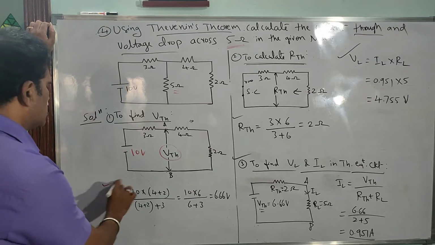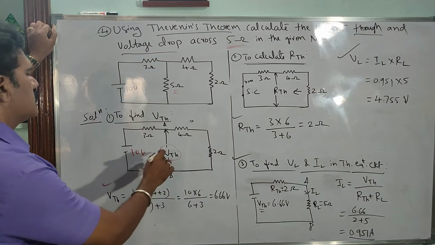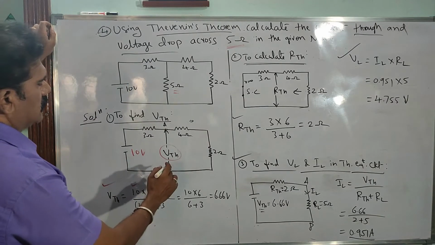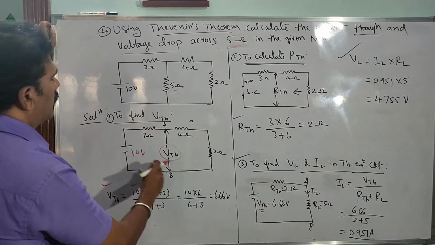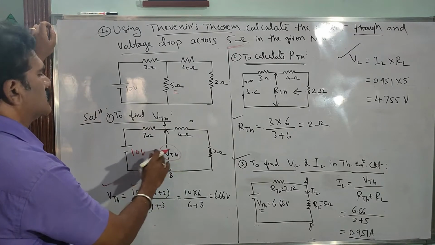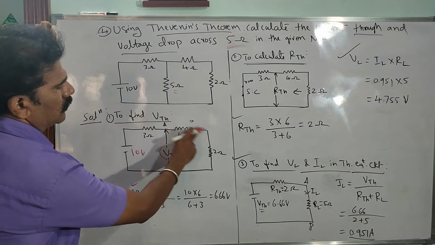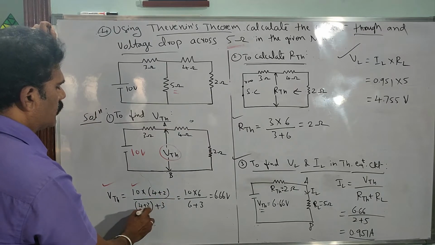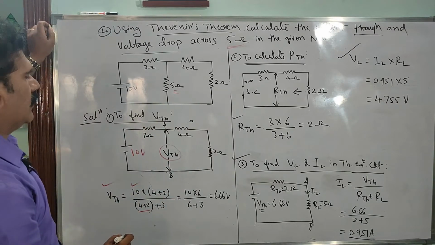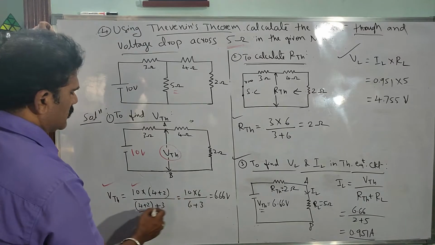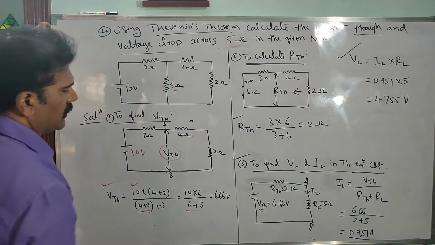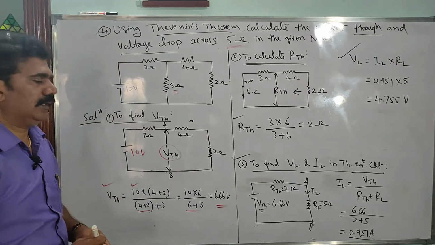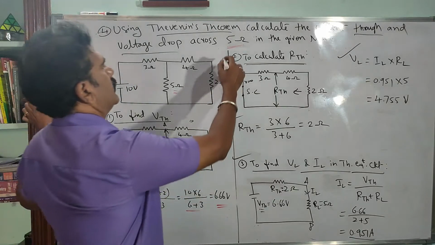So VTH is equal to, due to the voltage source 10 volts, you can multiply with the resistor in parallel to the VTH. So 4 plus 2, isn't it? The total resistance we have to consider, 4 plus 2 in series, so 4 plus 2 divided by 4 plus 2 plus 3. So that is equal to how much? 4 plus 2 is 6, so 10 into 6 divided by 6 plus 3 is equal to, you will get 6.66 volts.